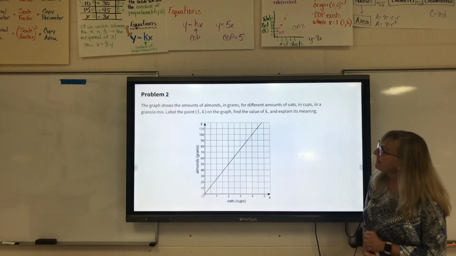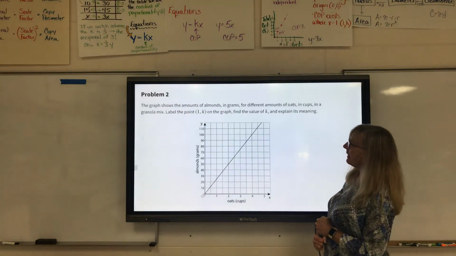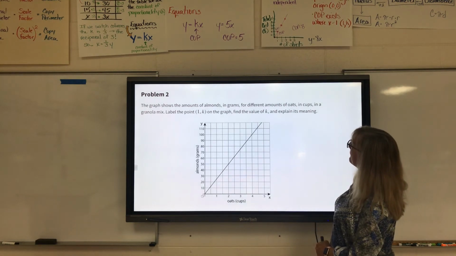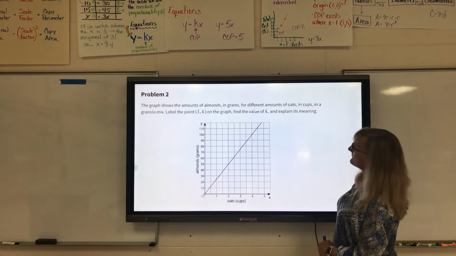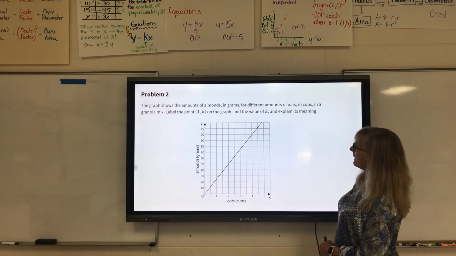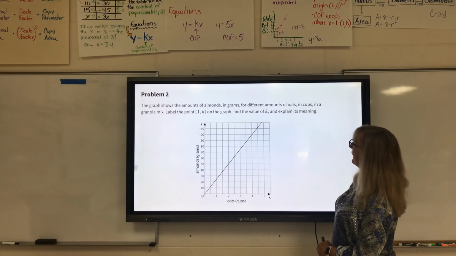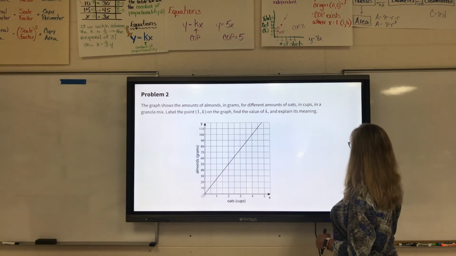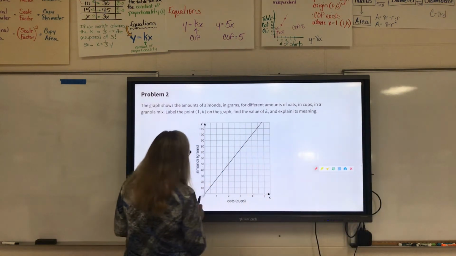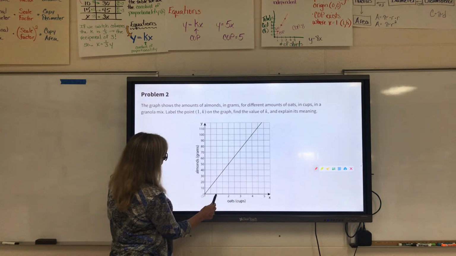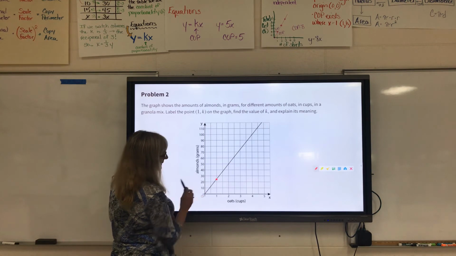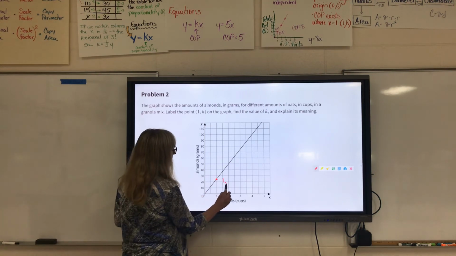On to number 2. The graph shows the amount of almonds in grams for different amounts of oats in cups in a granola mix. Label the point 1 comma K on the graph, find the value of K, and explain what it means. All right, so 1 comma K means where does the graph cross when we're at 1 cup of oats? It would be right here. And this is going to be 1 comma.